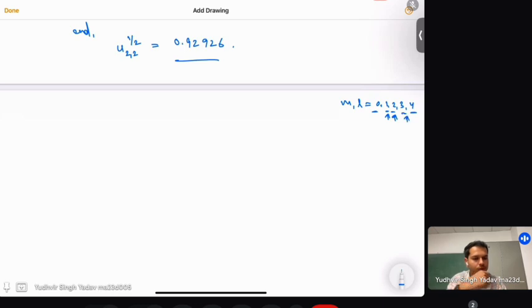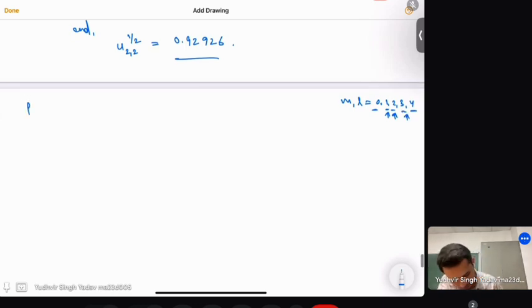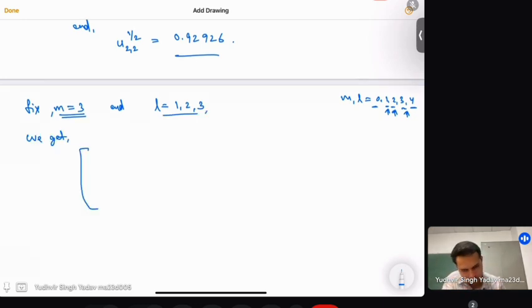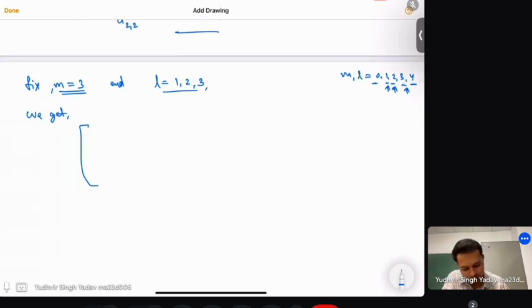Now we will fix m equals to 3, or we will consider the mesh line where m is equal to 3, and taking L equals to 1, 2, and 3 respectively, we get again a system of three equations in a matrix form. I will just directly write the matrix form notation. You can solve for each time step and each mesh line and check with the corresponding answers.